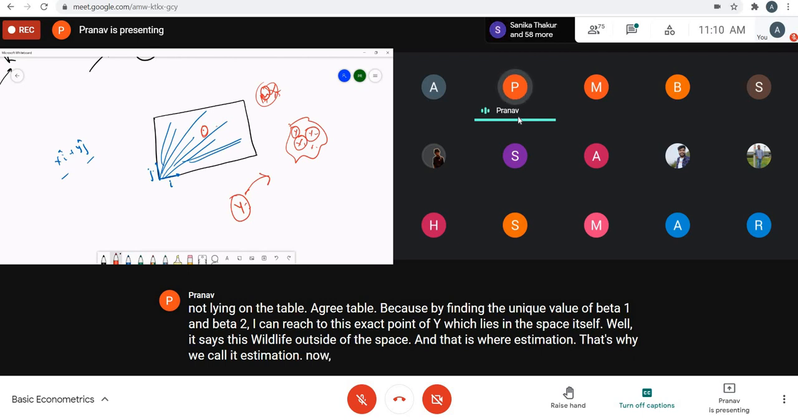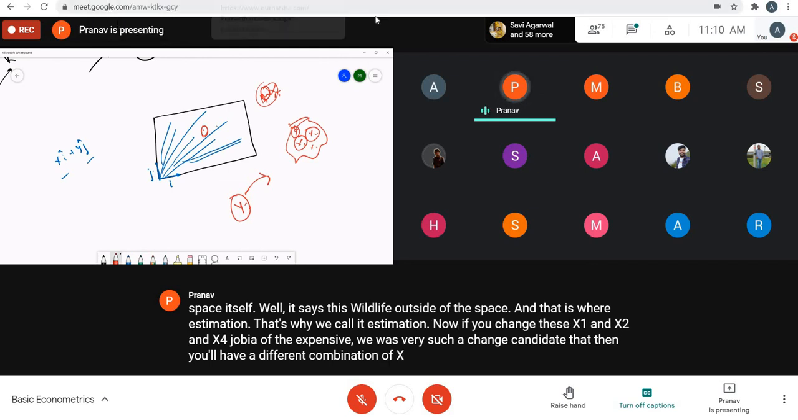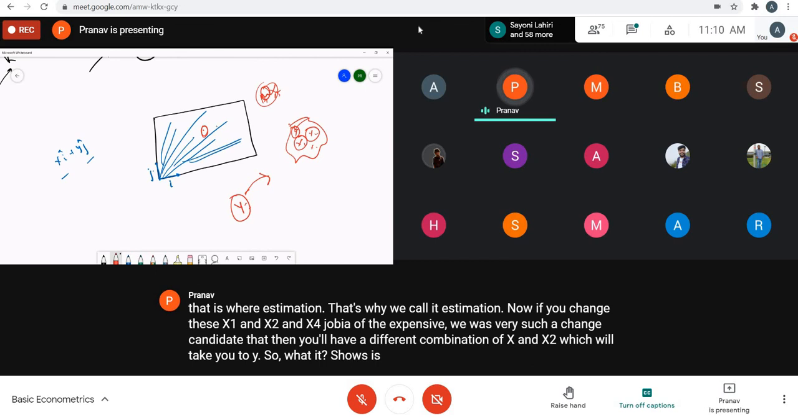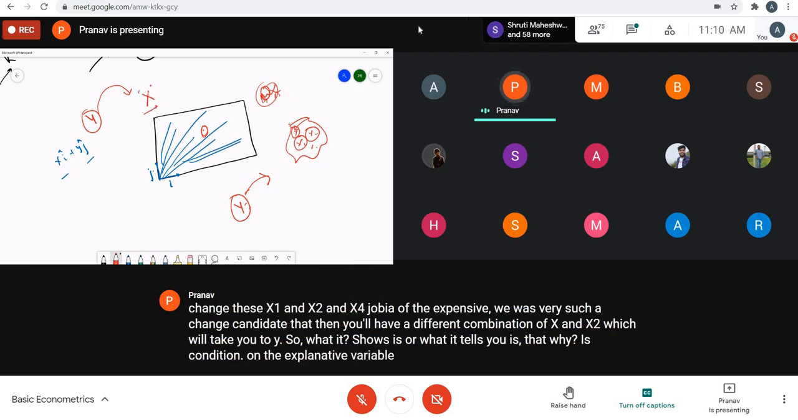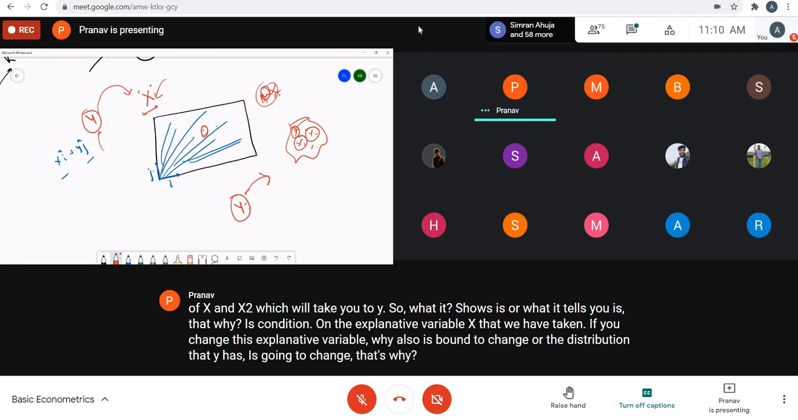Now, if you change these x1, x2 and x4, whichever explanatory variables you have, if the researcher changes them, then you will have a different combination of x1, x2, which will take you to y. So what it tells you is that y is conditioned on the explanatory variable x that we have taken. If you change this explanatory variable, your y also is bound to change, or the distribution that y has is going to change. That's why it is also sometimes called conditional regression.